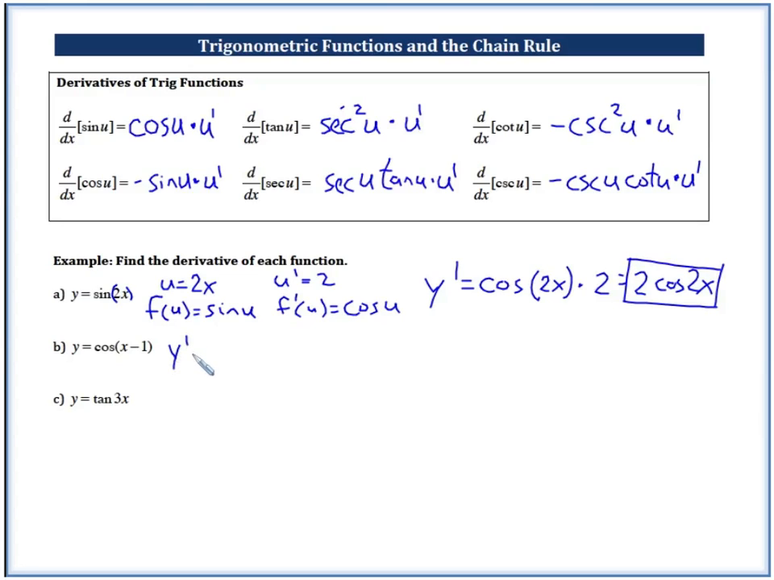So y prime. Okay, here we have cosine of a function, so the derivative is going to be negative sine of that function, x minus 1, times the derivative of x minus 1. The derivative of x minus 1 is just 1. So we're left with negative sine of x minus 1.